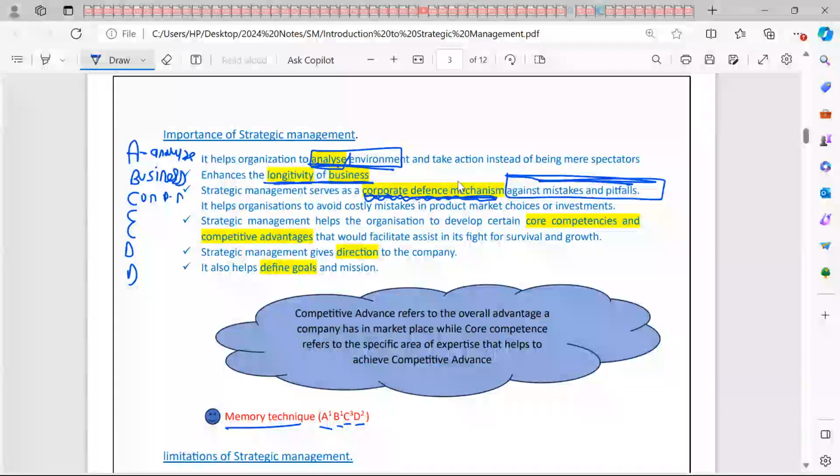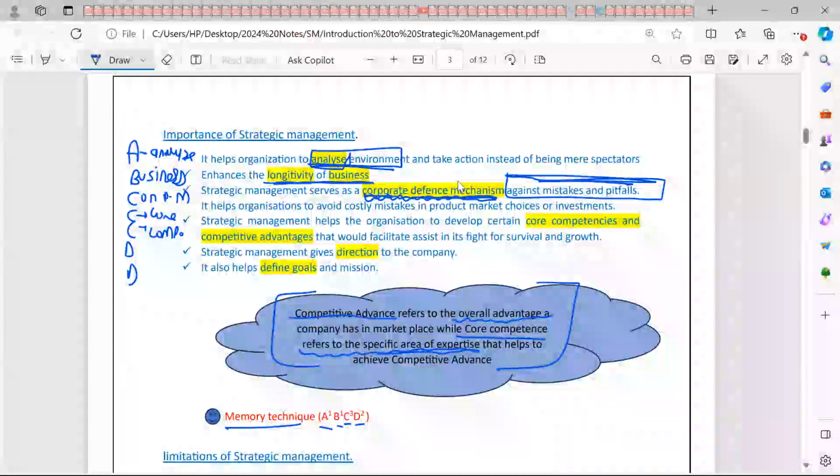Corporate defense mechanism. It helps the organization to develop core competency and achieve competitive advantage. Now I am going to explain the meaning of these two terms, core competency and competitive advantage. Competitive advantage refers to the overall advantage, whereas core competency refers to the specific area of expertise. Now, let me give you an example.